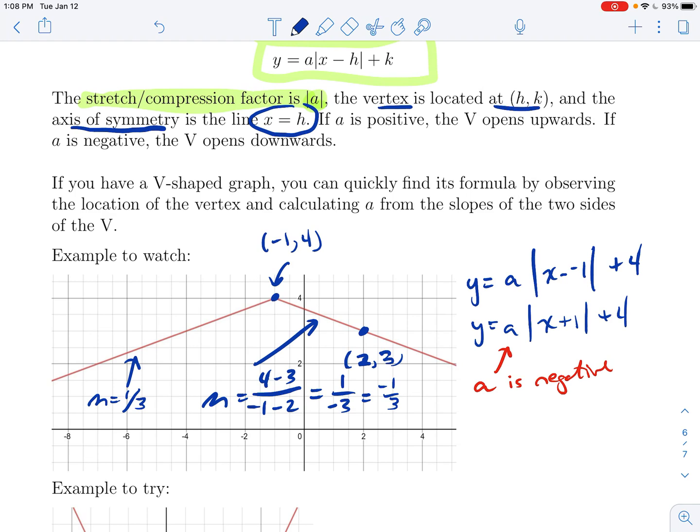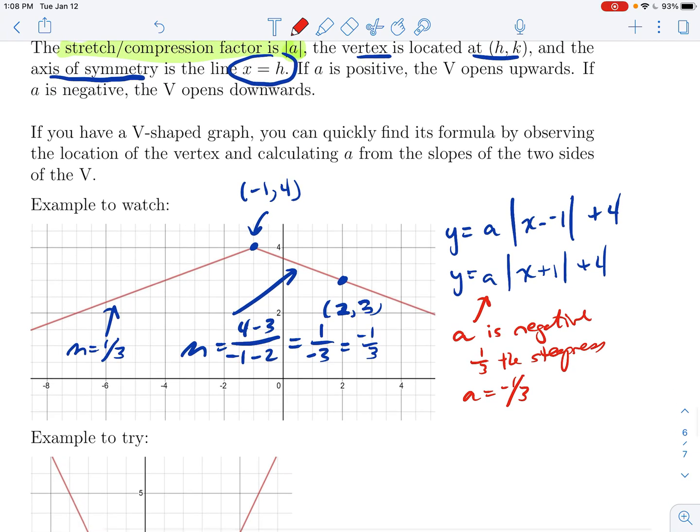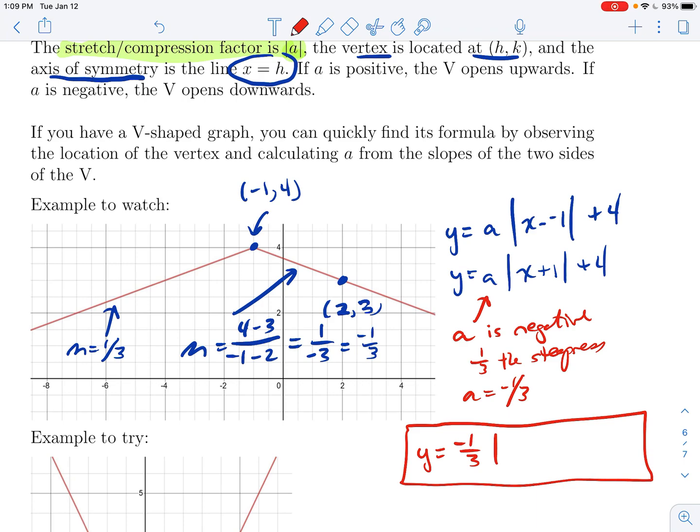For normal absolute value, the slopes are 1 and -1. Here they're 1/3 and -1/3. So what we're noticing is that we have 1/3 the steepness. So combined, that means that A is -1/3. So for that graph, we can now conclude that we are looking at a graph of y equals -1/3 times the absolute value of x plus 1, plus 4. If you pulled out Desmos or your calculator to graph this, it would look like that.